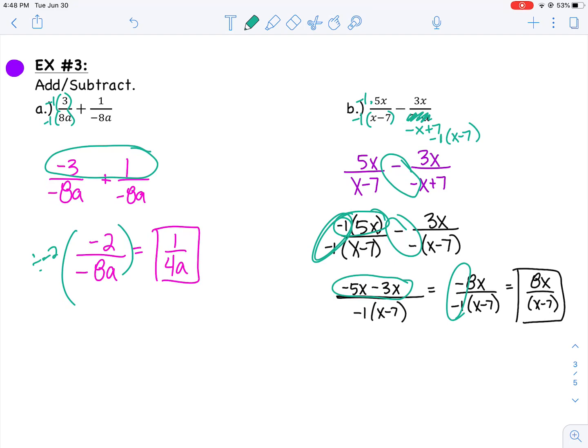So those ones were a little bit different because all they were missing was a factor of a negative 1. But it does change the problem a little bit, so make sure that you practice a couple of those.